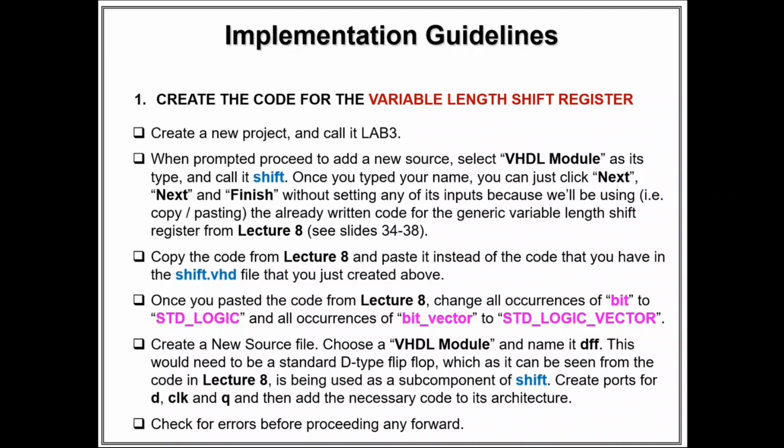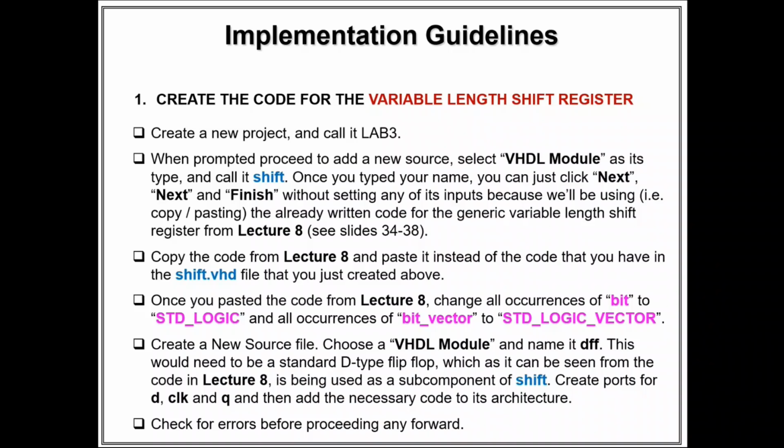So once we copy the code from lecture 8 and paste it in the shift.vhd file that we've just created, the next thing to do is to change everywhere where it says bit, change that to std_logic, and everywhere where it says bit_vector, change that to std_logic_vector. So basically we use standard units, which is always the best thing to do. At that point, we've basically got the source code for Shift, and that will reside in this file called shift.vhd.